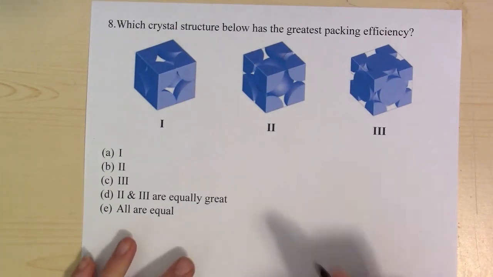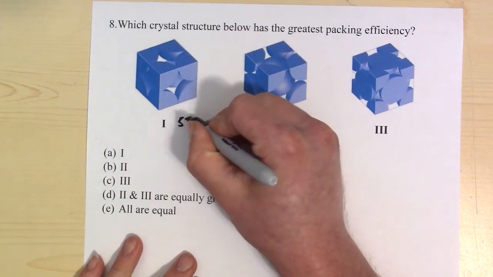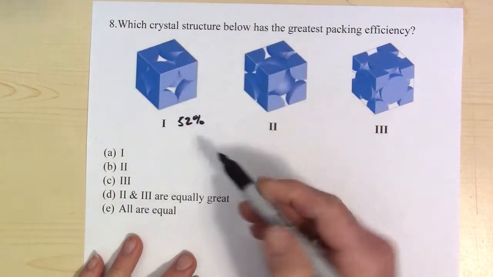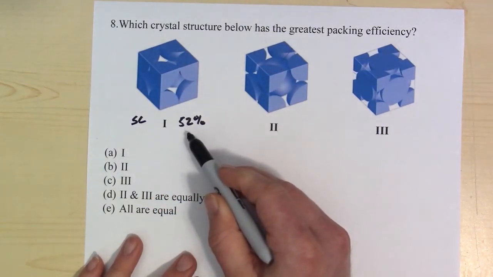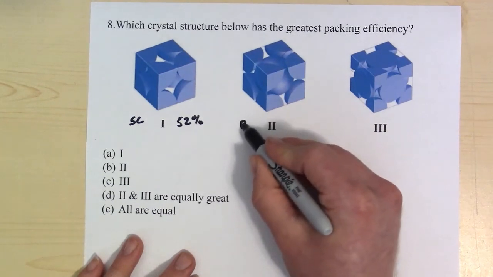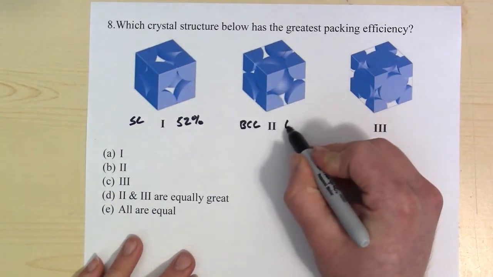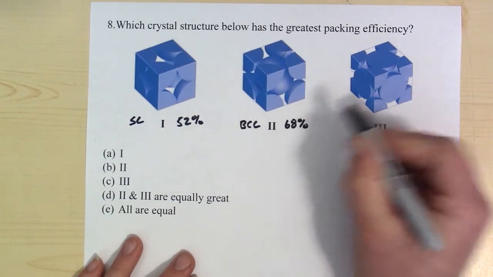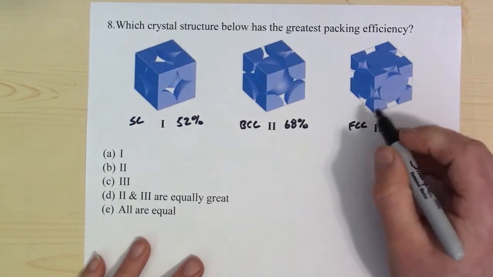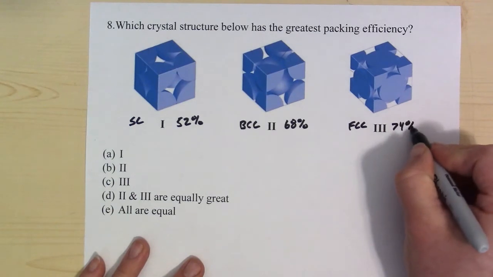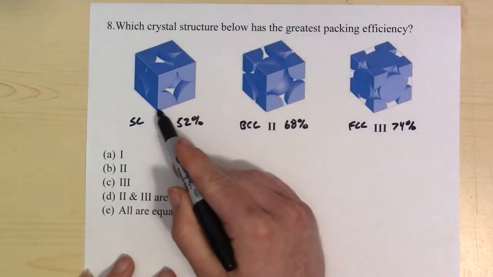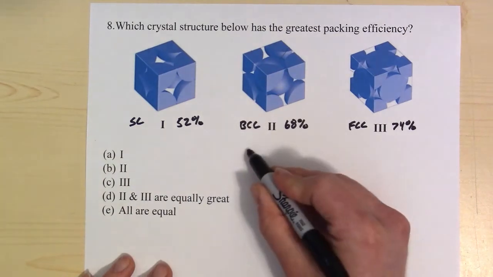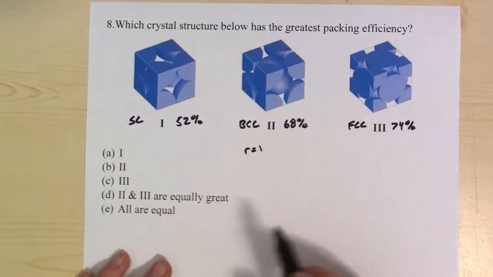You can remember that each of these has a number associated with it for packing efficiency. So for the simple cubic, that's got about 52% efficiency. For the body-centered cubic, that's about 68%. And then for the face-centered cubic, that's about 74% efficiency. But if you wanted to know how we get each of those numbers, we can treat the atoms here as having a radius of 1. So we'll set r equal to 1.